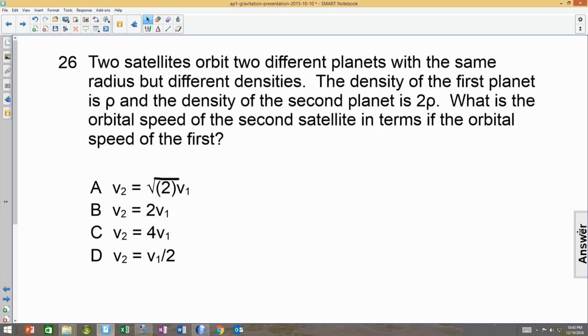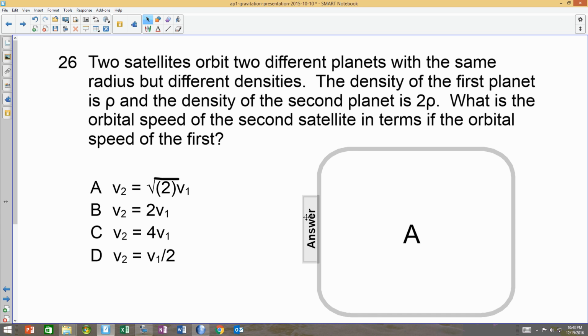Okay, so let's take a look at the answer. The correct answer is A. It is the square root of 2 V1. Remember, when you're talking about densities, you have to go back to the formulas where we have the density. Remember also that density is equal to the mass per unit volume. Okay, you're not changing the volume of either one, but you are changing the density, which means you are changing the mass per unit volume.